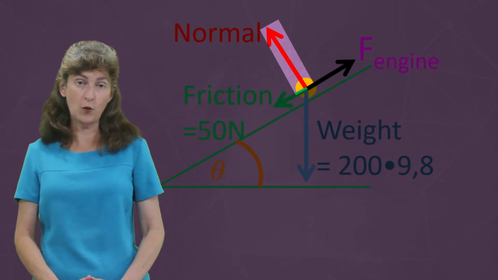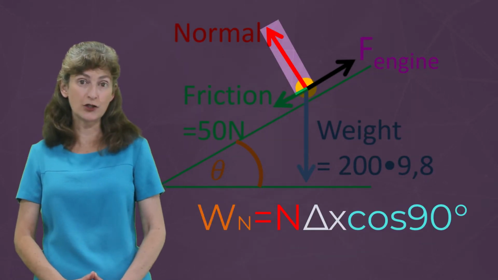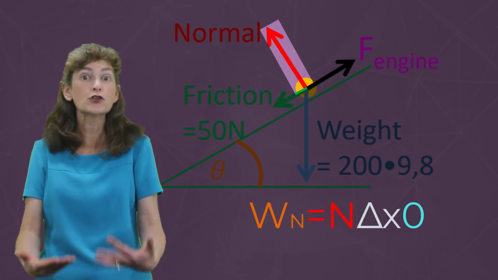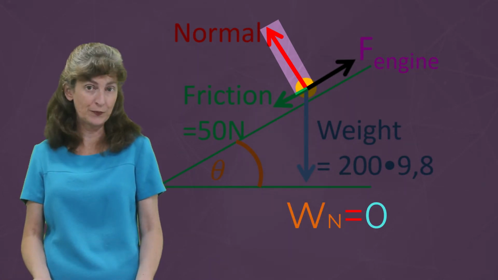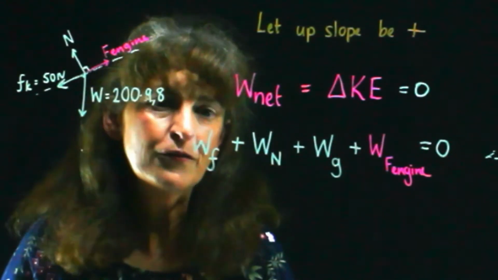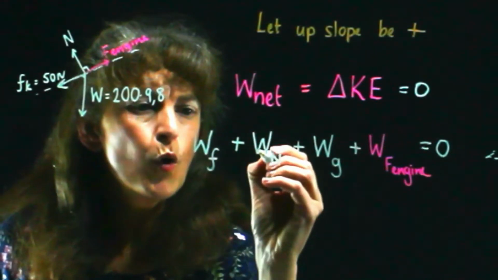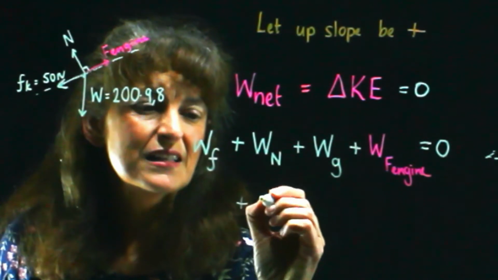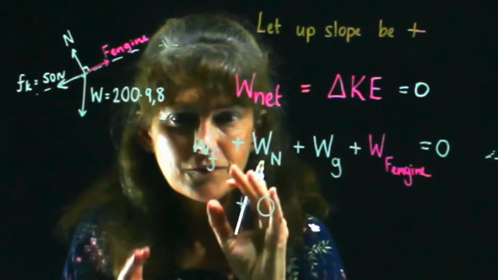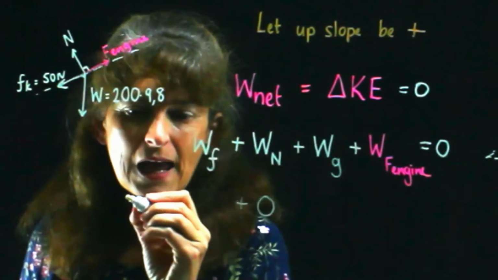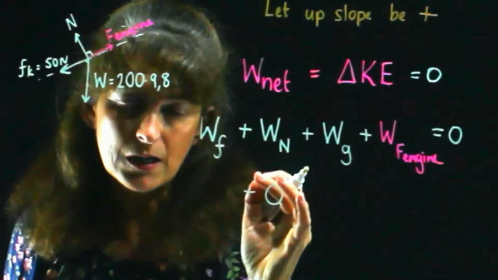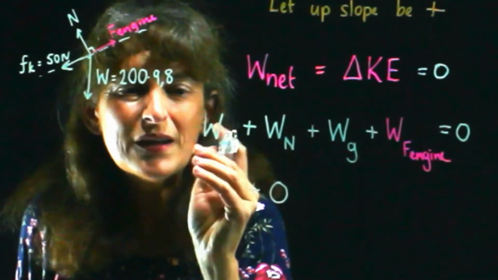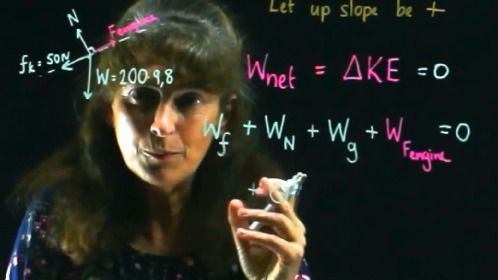The normal force acts at 90 degrees to the displacement, and so it does no work on the car as the car moves up the slope. So we can immediately simplify this to give the work done by the normal force is 0. From what we've said, we can go and actually substitute the full thing in, and that's probably a good idea. But can you see, we can also use our brains.